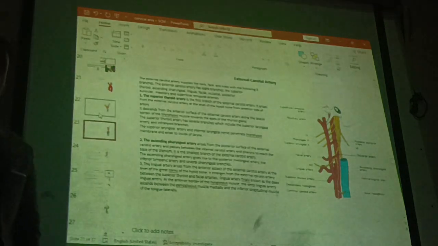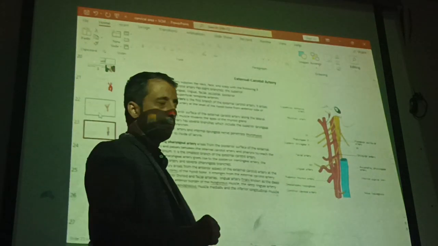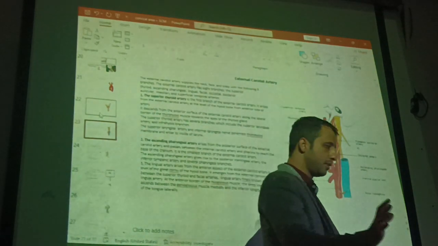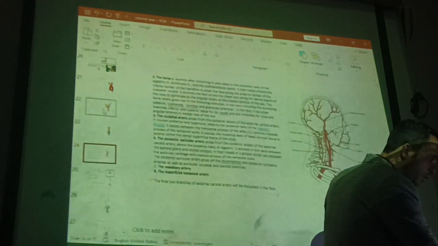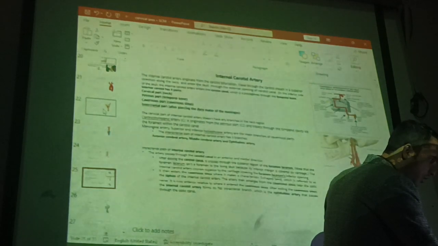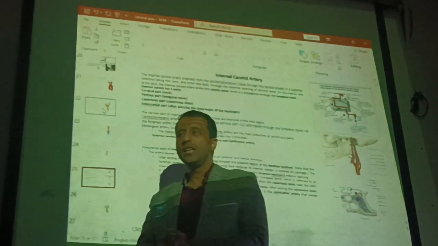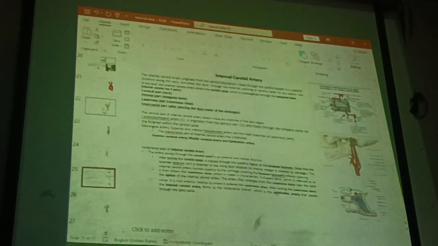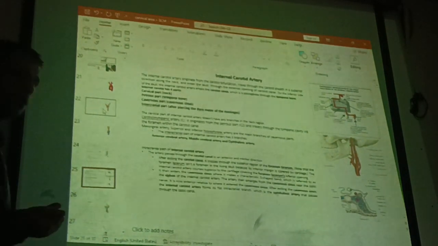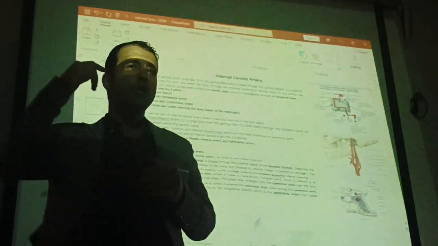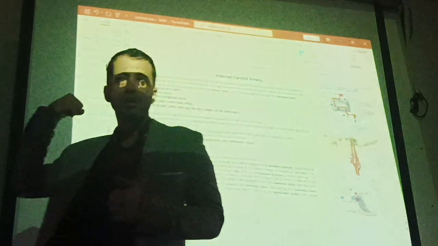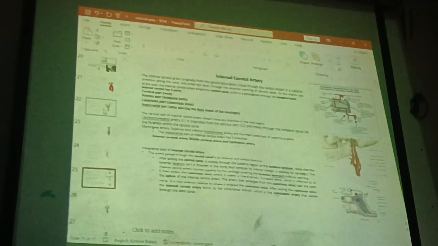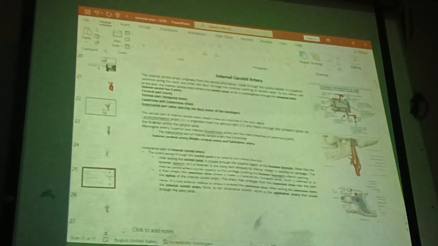So that covers the external carotid artery. But what about the internal carotid artery? The internal carotid artery travels in the depths of the carotid sheath to arrive at the base of the skull and enter the opening of the carotid canal.